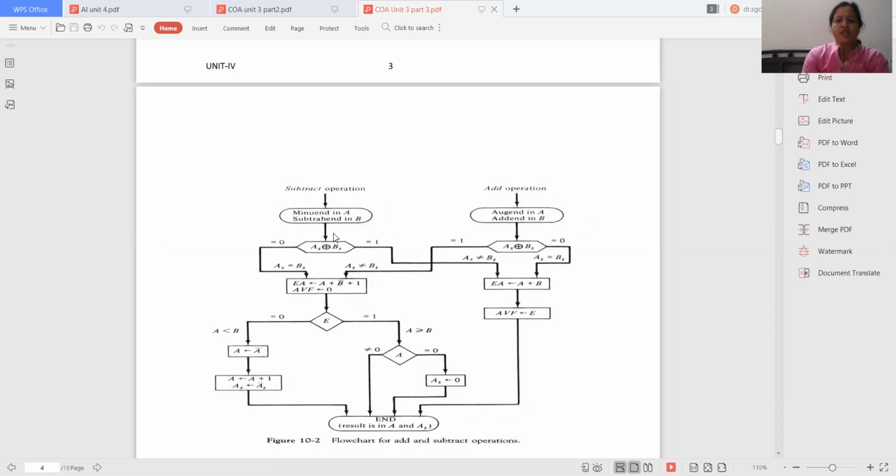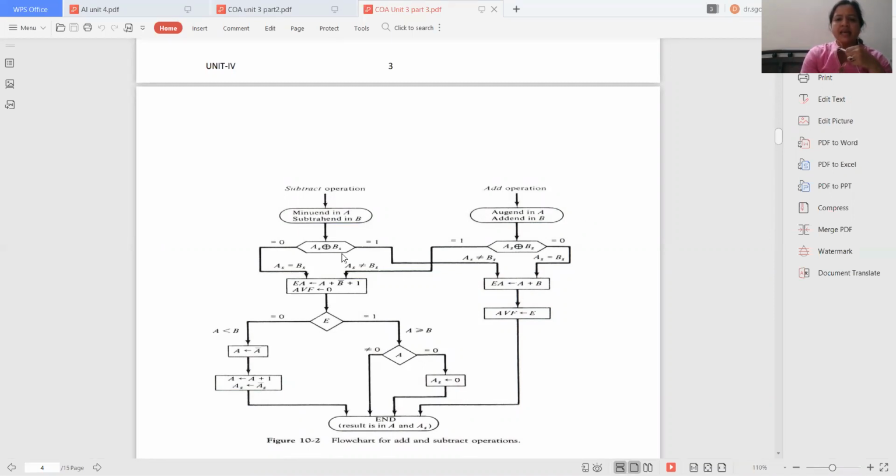Now this is the flow chart for addition and subtraction combined. The left hand side denotes the subtraction operation, whereas the right hand side denotes the flow of the add operation. So in subtraction, first we will take a minuend in A and subtract the second number in B, right? Then we will find the sign of A and B.